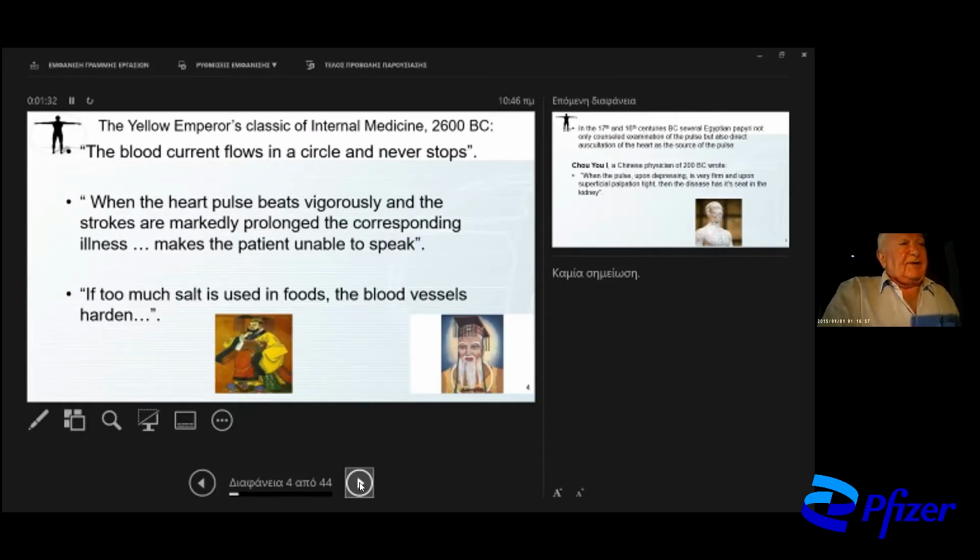Later, about 2600 before Christ, the Yellow Emperor's Classic of Internal Medicine, a textbook at that time, said that the blood current flows in a circle and never stops. When the heart pulse beats vigorously and the strokes are markedly prolonged, the corresponding illness makes the patient unable to speak. Our understanding of the cause of stroke: if too much salt is used in foods, the blood vessels harden.